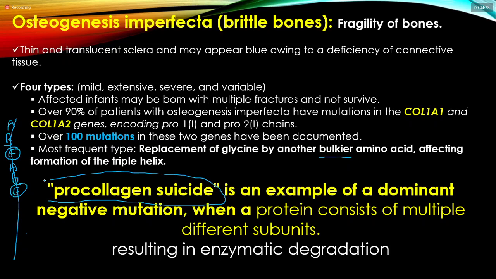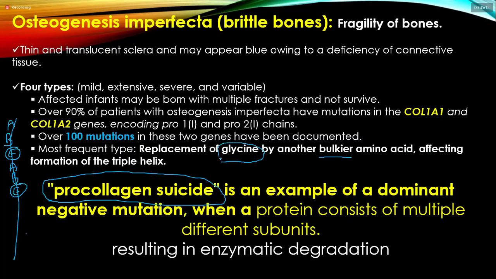What does that mean? It means that if the collagen structure is abnormal, it's going to be degraded inside the cell, and it's an example of what's known as dominant negative mutation. Dominant negative mutation means that this mutation will cause destruction of that protein and loss of the protein that will be very important for the formation of certain tissues, like the bone in our case. Okay, so the severity of the condition depends on the type of the amino acid that is going to be mutated.